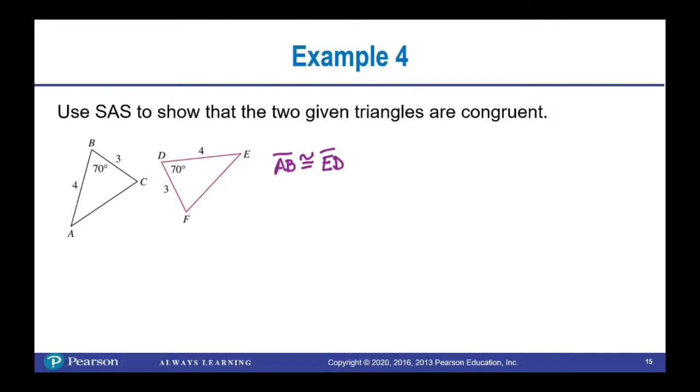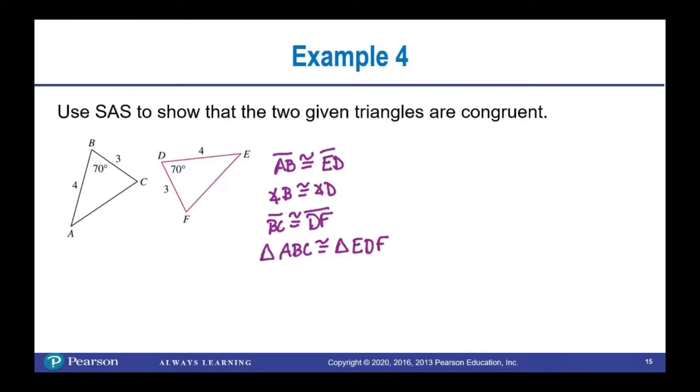Notice my congruent symbol between the two line segments and the segment symbol above my letters. Angle B is congruent to angle D. That's our angle between our two sides. And then our second side that's congruent, side BC, is congruent to side DF. Again, congruent pieces are named in the same order. So triangle ABC is congruent to triangle EDF.